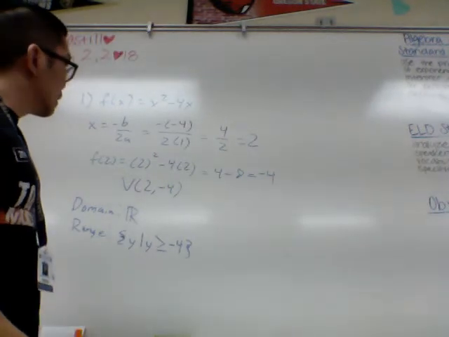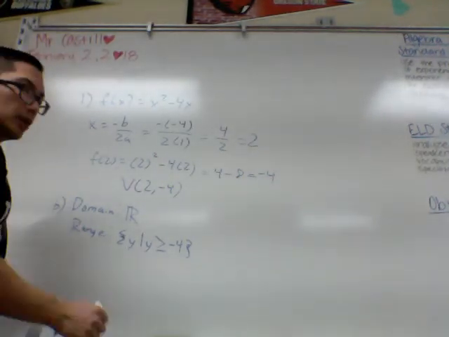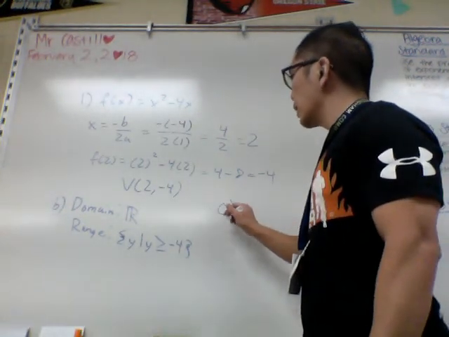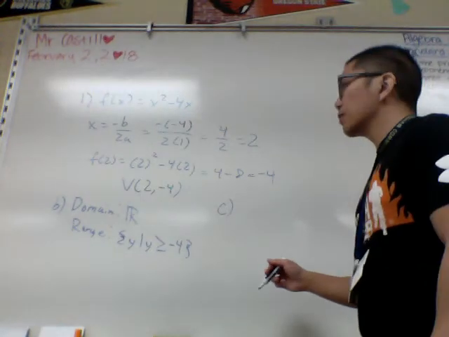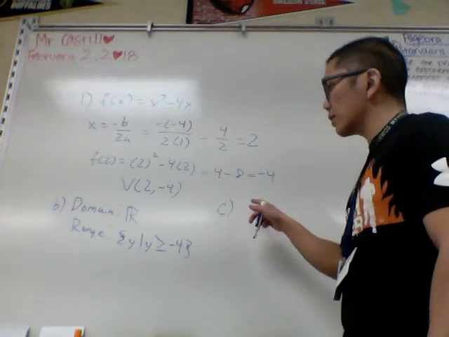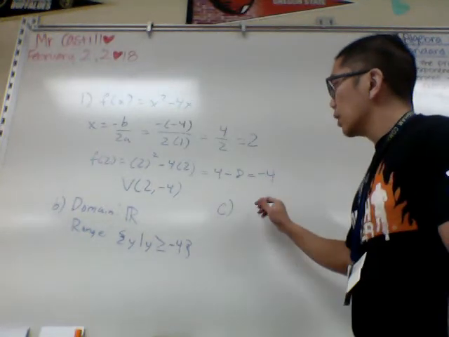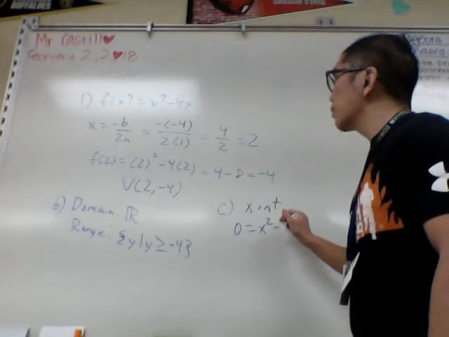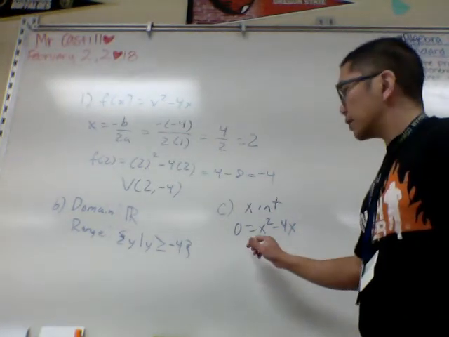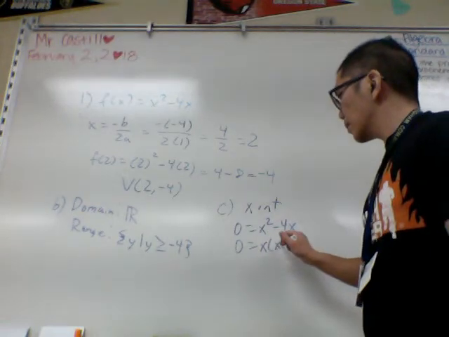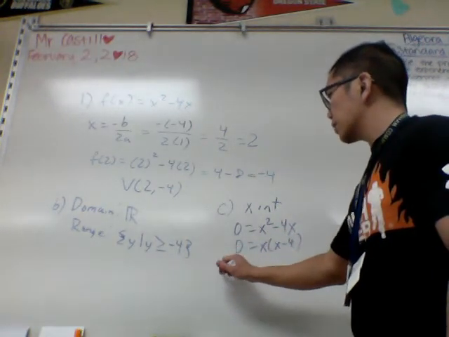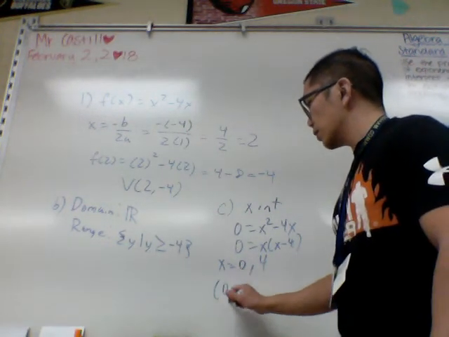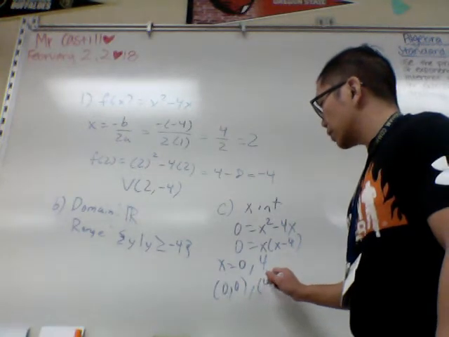For part C, the intercepts are pretty straightforward. For the y-intercept, you set x equal to 0, and for the x-intercept, you set y equal to 0. So for your x-intercept, it's 0 is equal to x squared minus 4x. You factor out an x. And so your x-intercepts are 0 and at 4. So 0, 0, and at 4, 0.